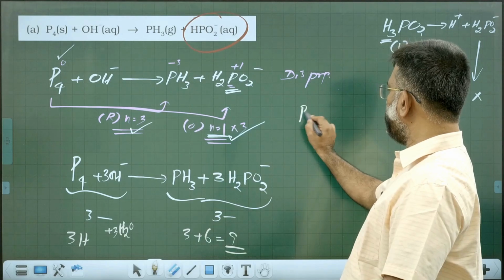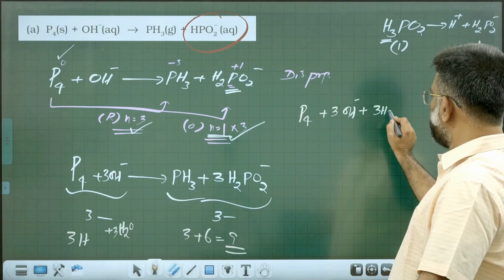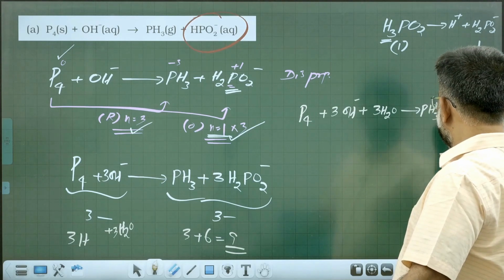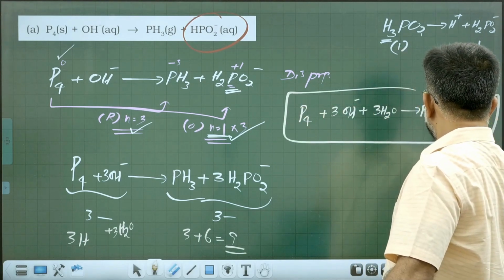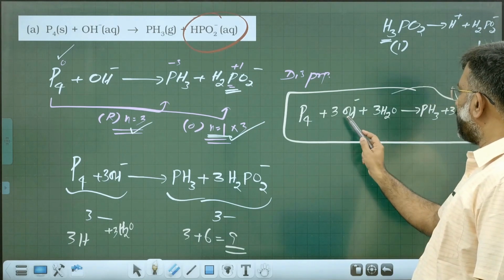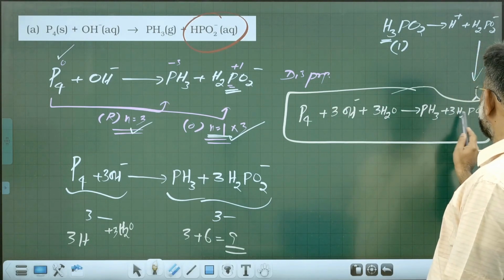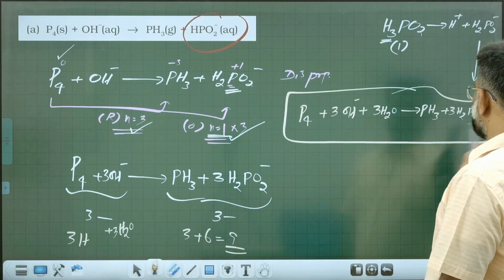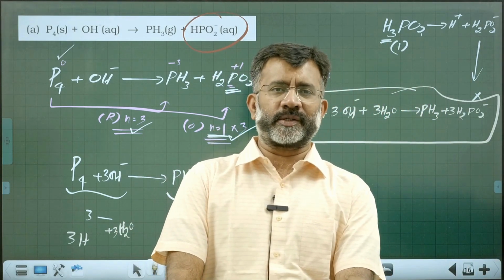So the formula will be P4 plus 3OH minus plus 3H2O giving PH3 and 3H2PO2 minus. It is a completely balanced equation. 4 phosphorus, 3 plus 1, 4 phosphorus. Hydrogen, 3, 6, 9 hydrogen, and 3, 6, 9 hydrogen. Oxygen, 3 oxygen, 3 oxygen, 6 oxygen, here also 6 oxygen, everything balanced. That is an example of a disproportionation reaction, and how to balance it.